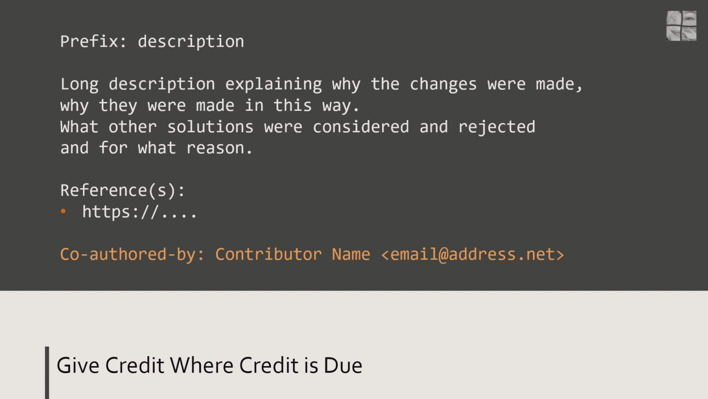This is an easy way. It's respected in most Git systems. Co-authored-by, use the name, whatever they use on that system, and the email address, how they commit, and they will also get the credit for that commit together with you. Give credit where credit is due.